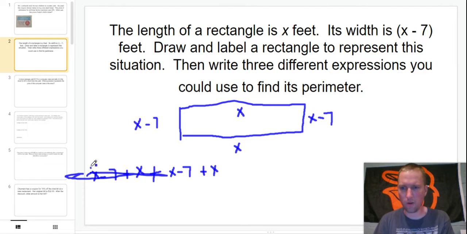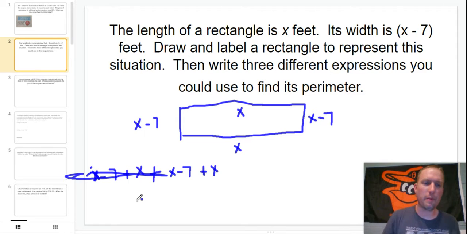Oh my goodness, I wrote all over it. One way to write the perimeter. Sorry. And I don't know what happened to my little guy up here. So that would be one way.